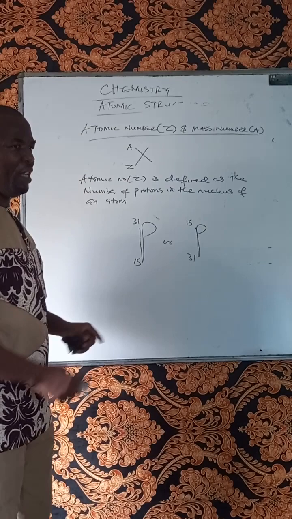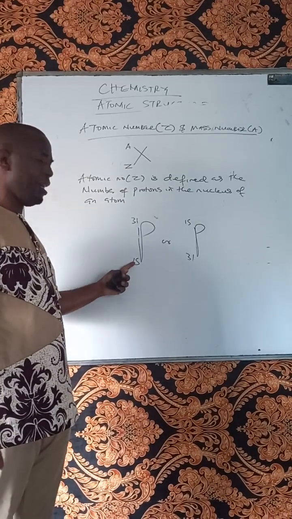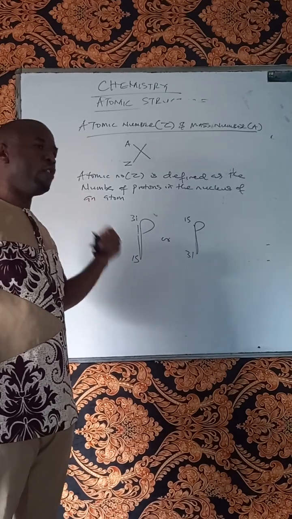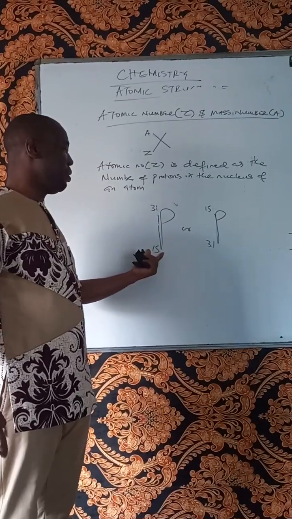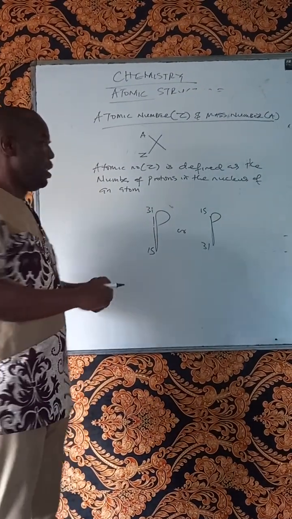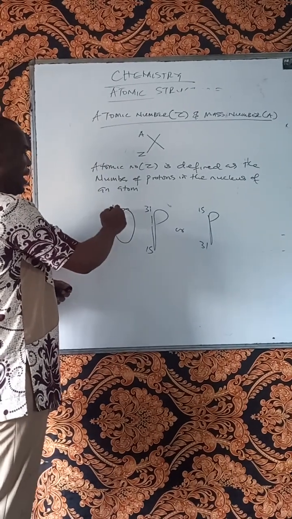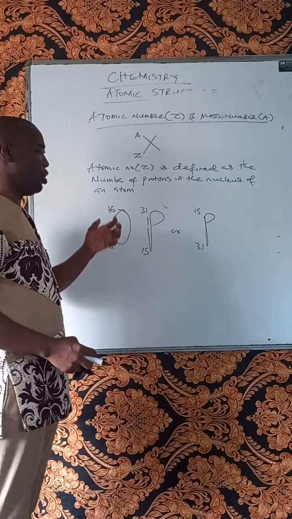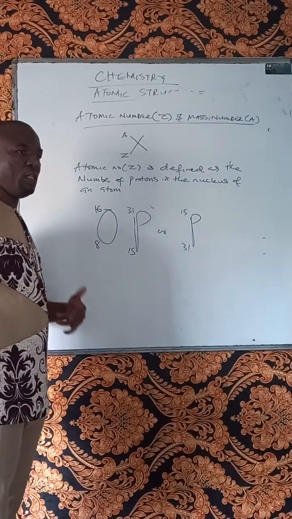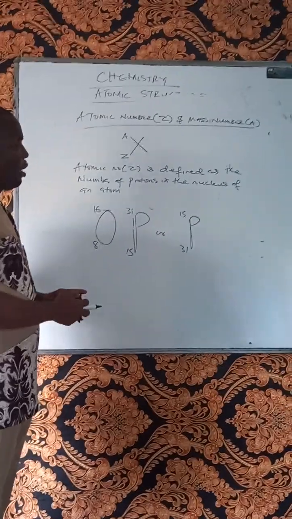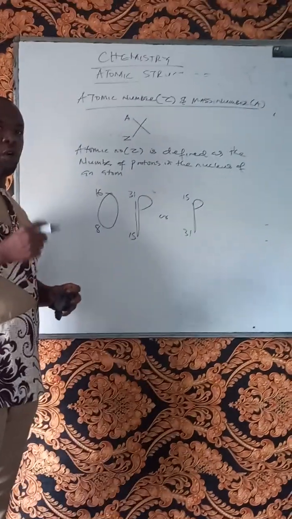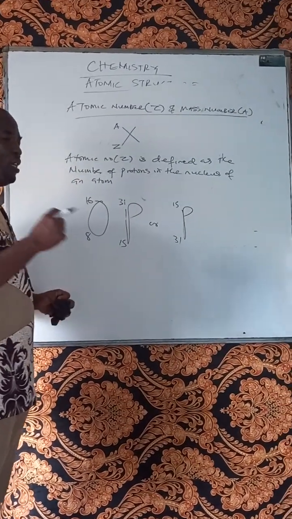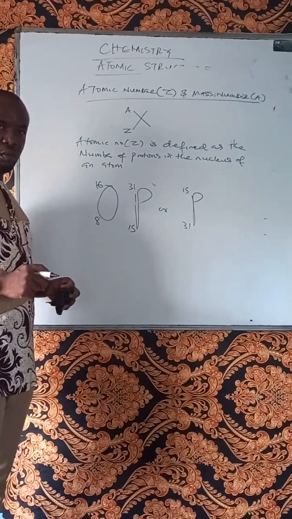For instance, this element phosphorus has 15 as its atomic number. What it means is that in an atom of phosphorus, there are 15 protons in the nucleus. The element oxygen has an atomic number of 8. It means in an atom of oxygen, there are 8 protons in its nucleus. So you have to understand the concept of the word atomic number. That refers to the number of protons in the nucleus of an atom.